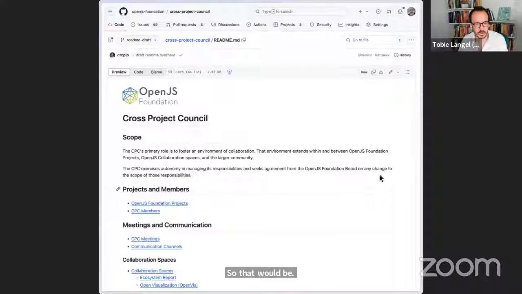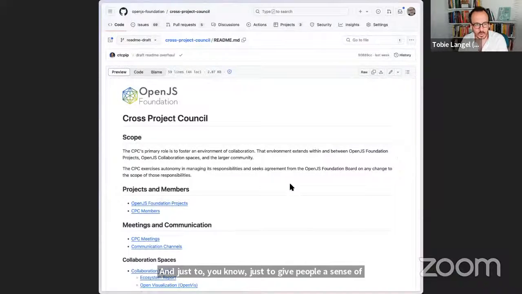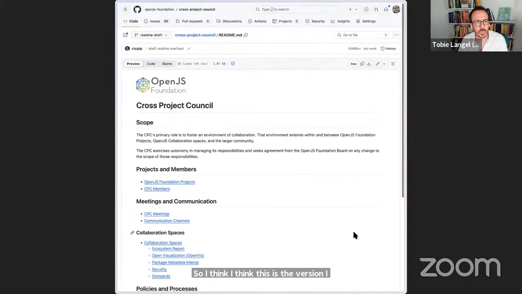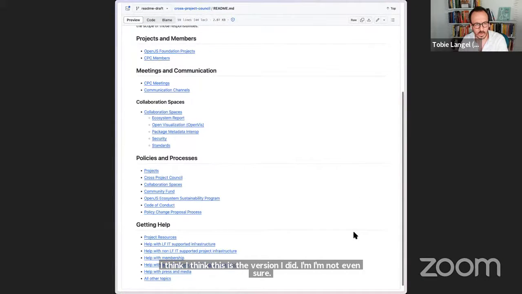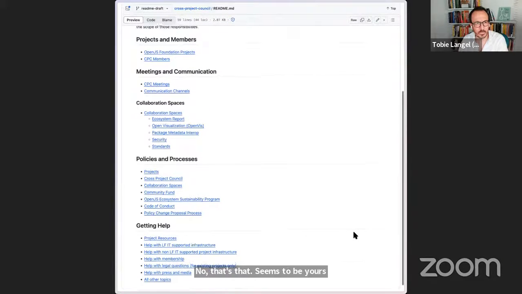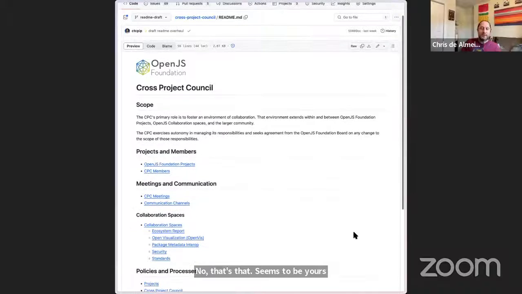You know what, I feel like it could be even valuable to share them both on screen. I can figure out how to do this properly, just to give people a sense of what we're talking about. So I think this is the version I did. I'm not even sure. No, that seems to be yours. Chris? Yeah, that's the one.